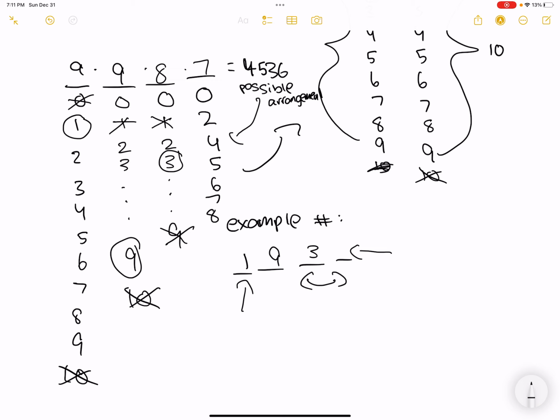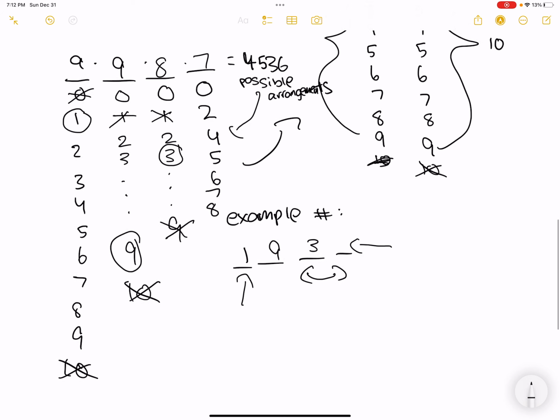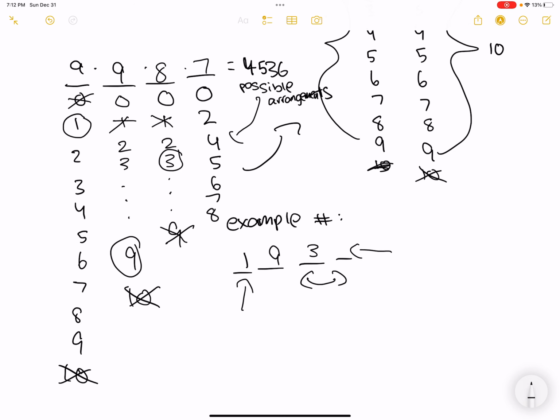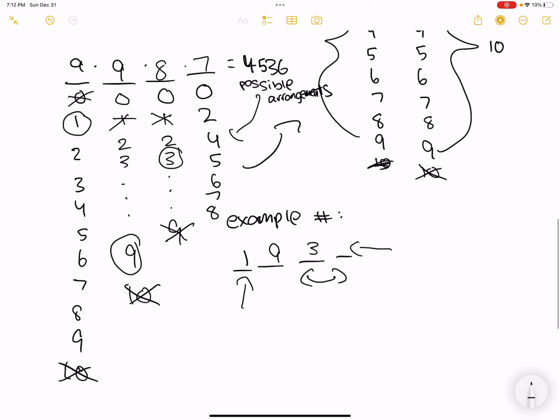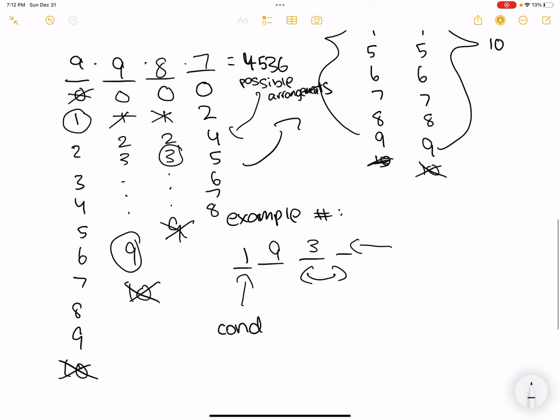So this is how you would use permutations when trying to find the number of possible digits for a certain number. But notice how this has conditions. The condition that we saw here was that all the digits were required to be distinct.